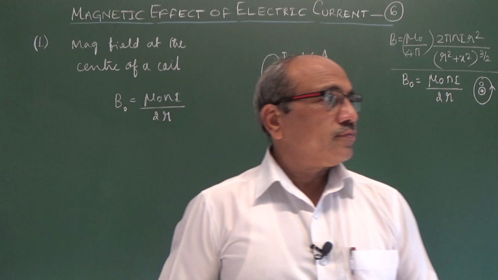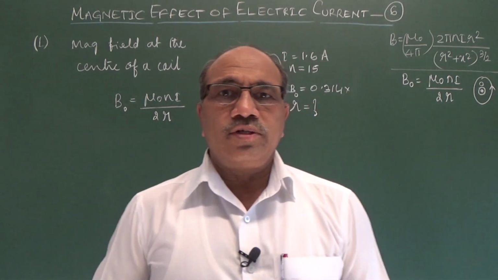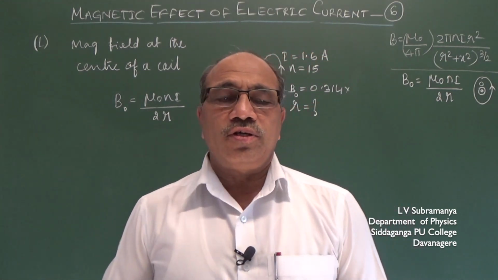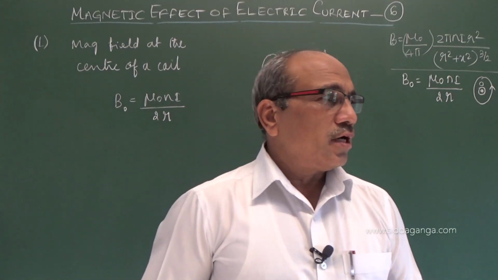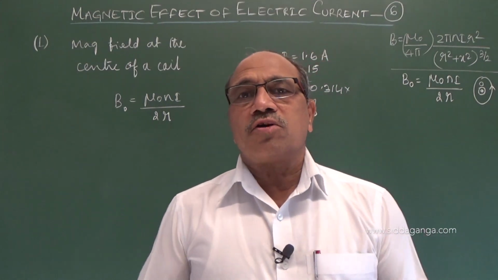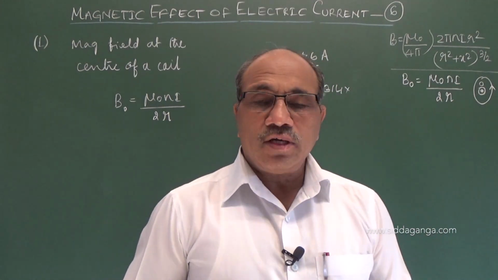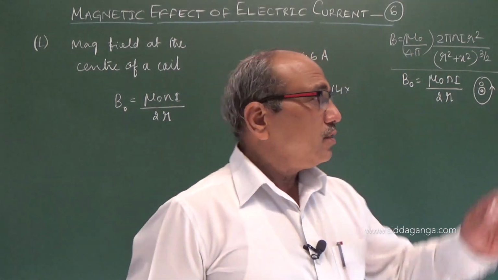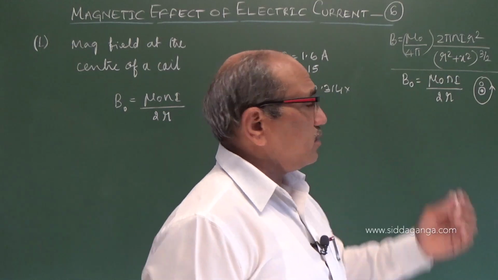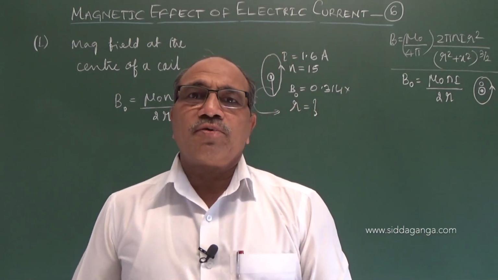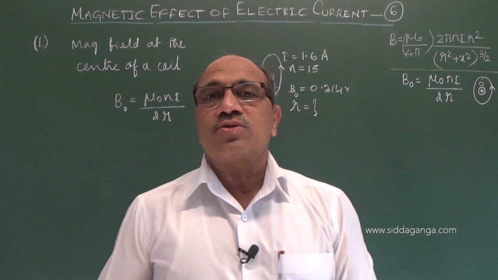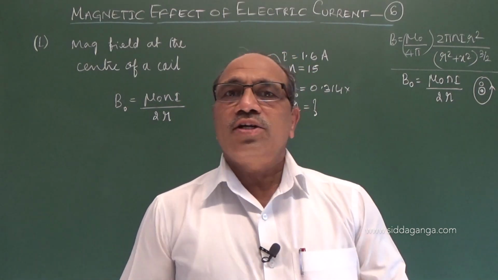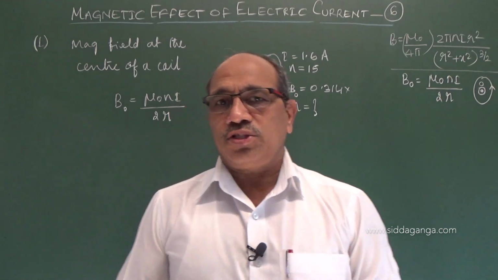Hi students, in the last video we discussed the magnetic field at a point on the axis of a circular coil carrying current, and also how a current carrying loop or coil behaves like a magnetic dipole, with its magnetic moment value, the general equation, and also the field at the center. Today we will discuss some numerical problems, first related to the board exam and then the NEET and JEE questions.